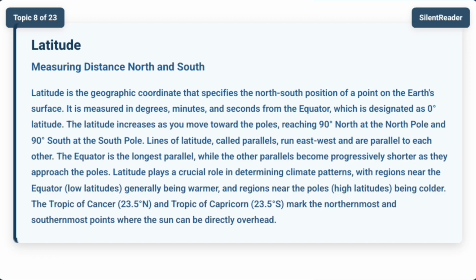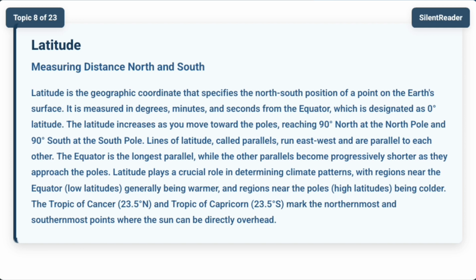Latitude. Latitude is the geographic coordinate that specifies the north-south position of a point on the Earth's surface. It is measured in degrees, minutes, and seconds from the equator, which is designated as 0 degrees latitude. The latitude increases as you move toward the poles, reaching 90 degrees north at the North Pole and 90 degrees south at the South Pole.